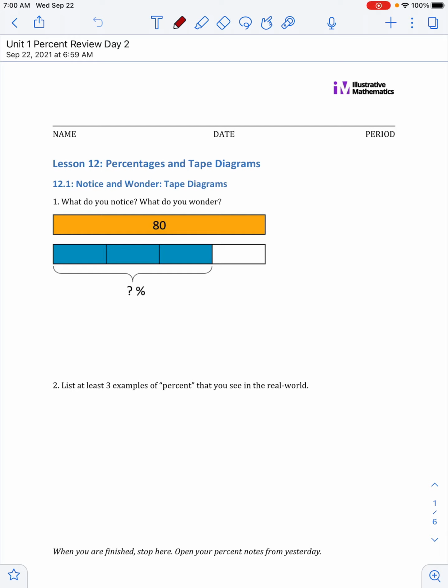So today, we reviewed that percent is simply a rate per 100. For example, in this notice and wonder diagram, we can see that we have a whole of 80. So 80 is our whole. Now, this blue diagram with the question mark is asking us, what percentage is 3 out of 4 of 80?